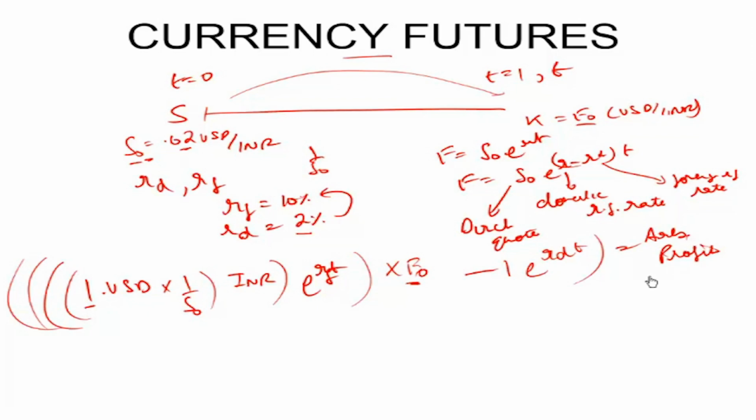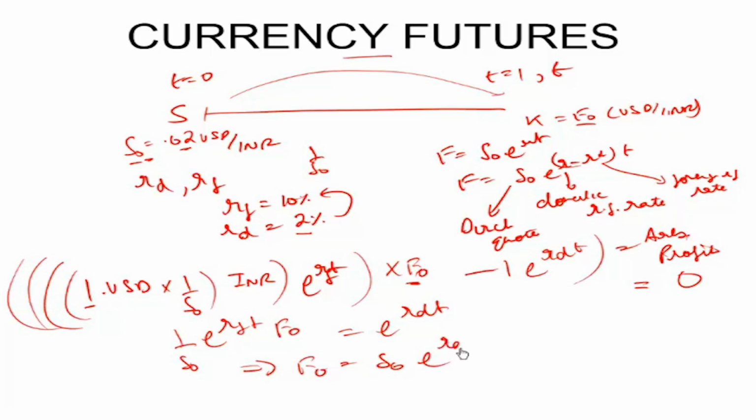And the no-arbitrage principle argues that this arbitrage profit should be 0. Otherwise, everybody will just do this. So the forward rate would be such that this arbitrage leaves us nothing. Let's solve. 1 by S naught into e raised to the power Rf into T into F naught will be equal to e raised to the power Rd into T, or F naught will be equal to S naught e raised to the power (Rd minus Rf) into T.